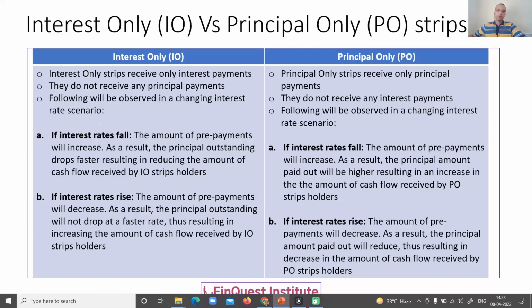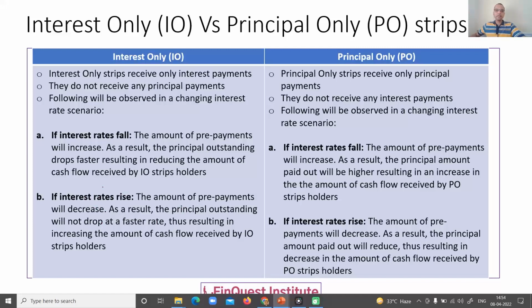Now, if we look at two interest rate scenarios, that is a rising interest rate scenario and a falling interest rate scenario, we'll see how exactly it impacts the investors who are holding an IO strip. If interest rates fall, this implies that the amount of prepayments which are made by borrowers is going to increase. Whenever the prepayments increase, the principal outstanding is going to drop at a faster rate. Because the principal is dropping at a faster rate, naturally the amount of cash flow received as part of interest payments will come down. In other words, the interest cash flows are going to come down for IO strip holders.